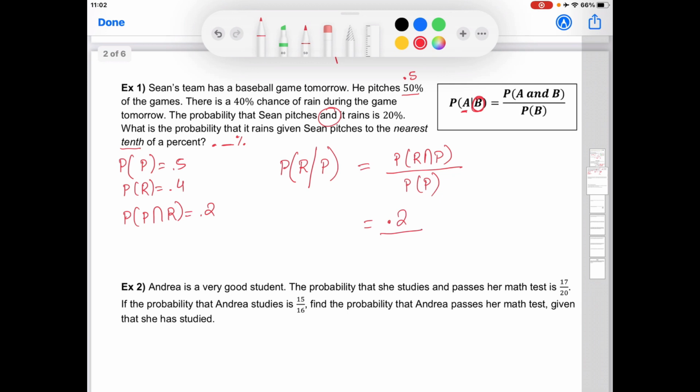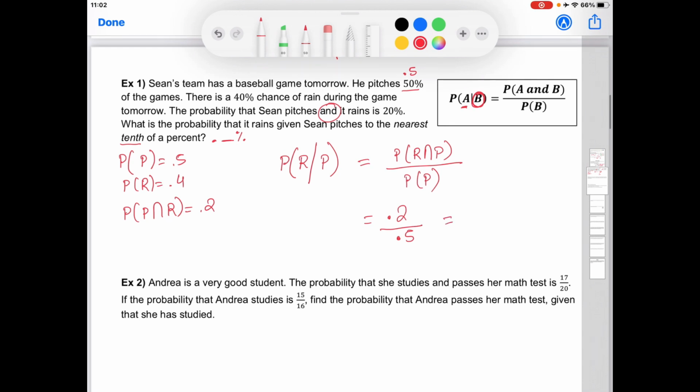0.2 over the probability of he'll pitch, which is 0.5. So 0.2 divided by 0.5 is basically 2/5 or 0.4, which is the same thing as 40%. So it's set to one decimal place, to the nearest tenth of a percent. So 40%, right? So that's basically it.